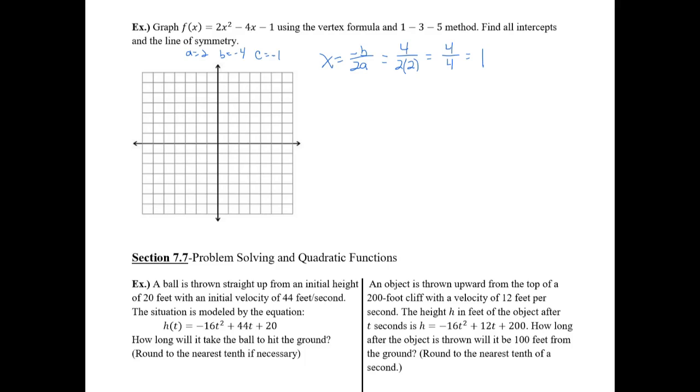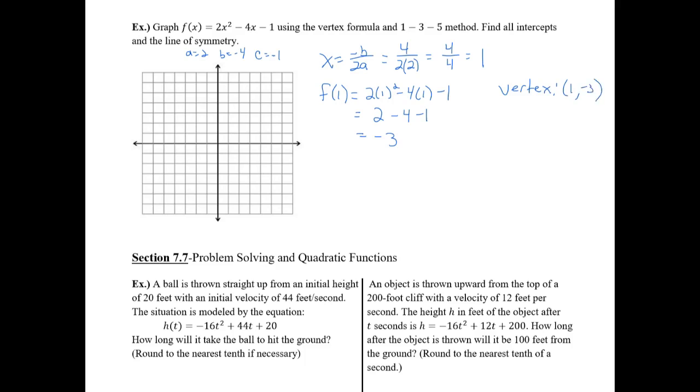Now that we have the x part, we can find the y by plugging in 1 for x. So 2 times 1 squared minus 4 times 1 minus 1. 1 squared is 1, and 2 times 1 is 2. 4 times 1 is 4. And we have 2 minus 4 minus 1, which will give us -5 plus 2 is -3. And so that's our vertex. It'll be at 1, -3.